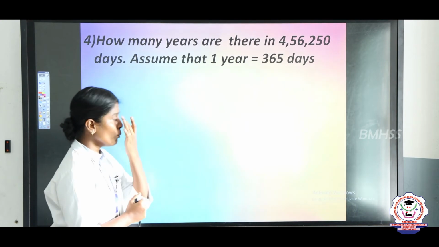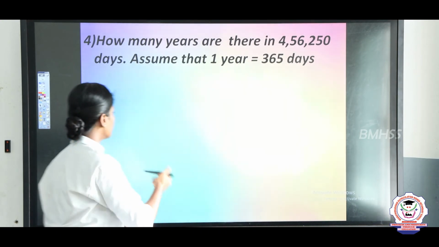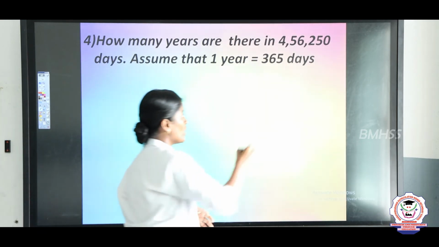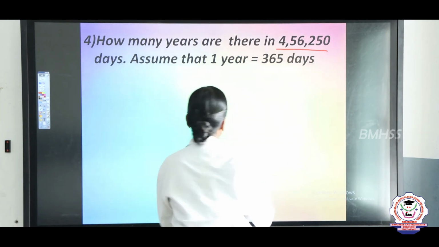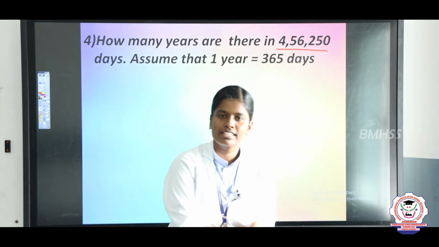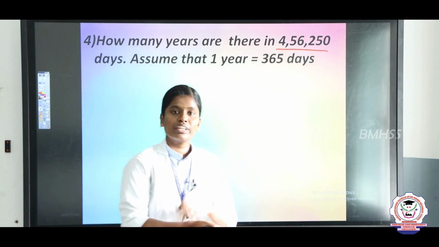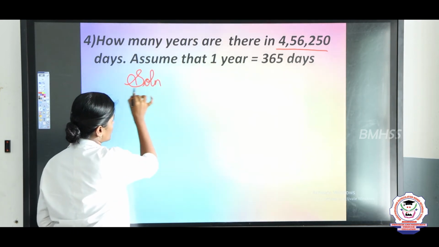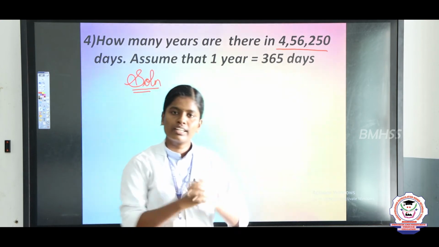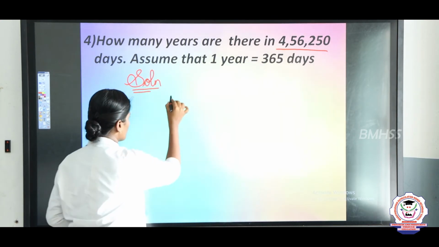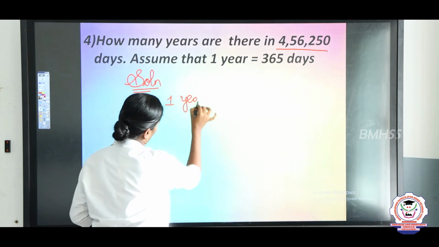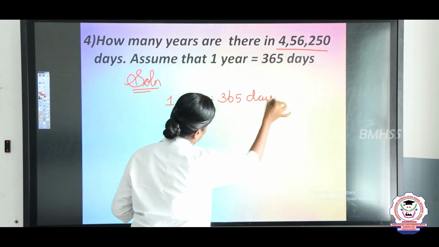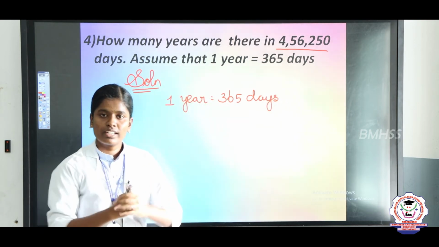The question is, how many years are there in 4,56,250 days? Assume that 1 year equals 365 days. Now we are going to divide this. Solution. Take 1 year equals 365 days.